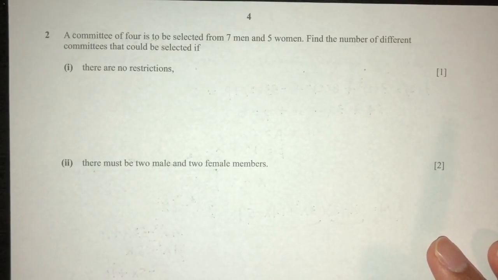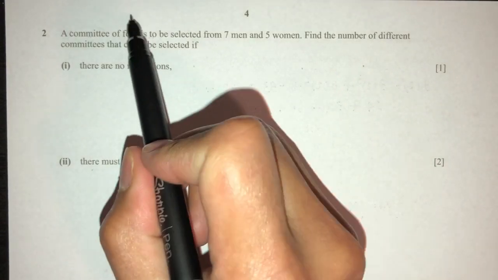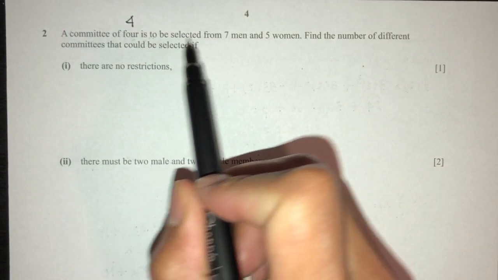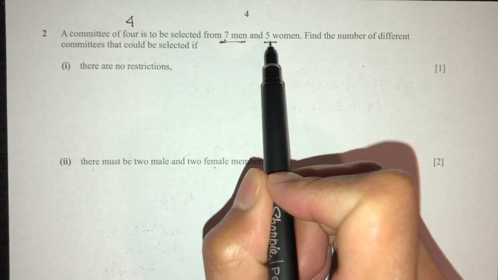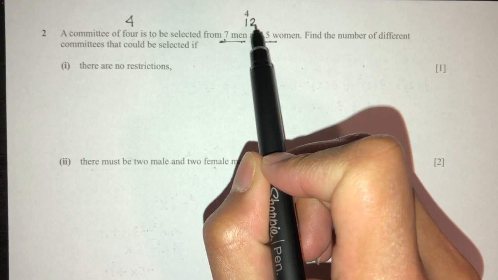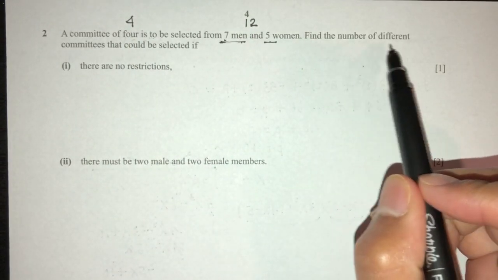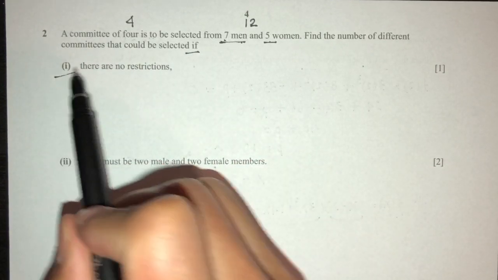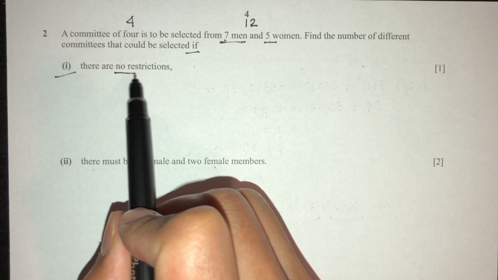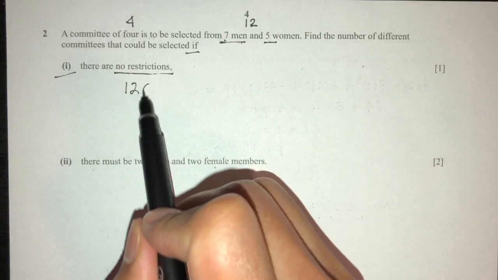Now let's move on to question number 2. We have a committee of 4, so we have to choose 4 people, to be selected from 7 men and 5 women. So 7 plus 5 is 12 people. So we have to choose 4 people from 12 people. Find the number of different committees that could be selected if, first one, there's no restriction. If there's no restriction, it's pretty easy. From the 12 people, we just have to choose 4 people.